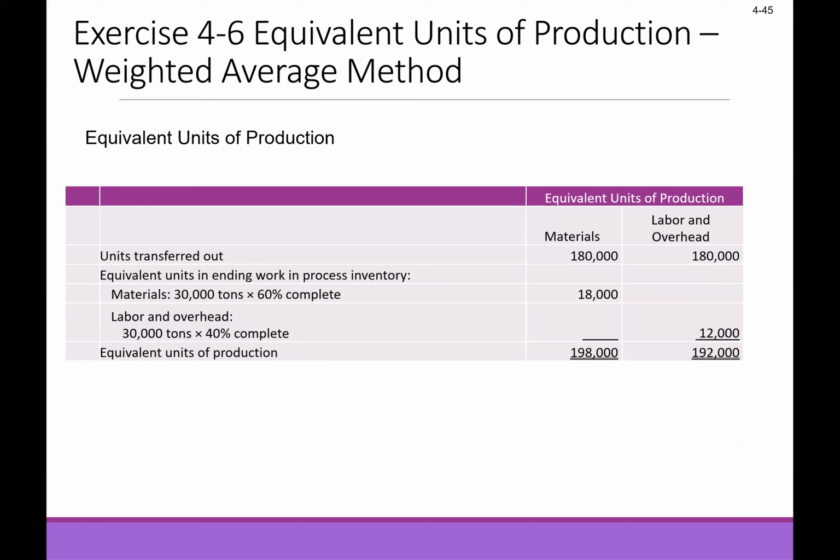Now, as it relates to equivalent units of production, we're going to show what was transferred out. Then we're going to show our ending work in process. If it tells us there were 30,000 tons sitting there, but in regards to materials, they were 60% complete, then that means 18,000 equivalent units of production in regards to materials. For labor and overhead, it was 40% complete, so that would be 192,000 equivalent units of production.